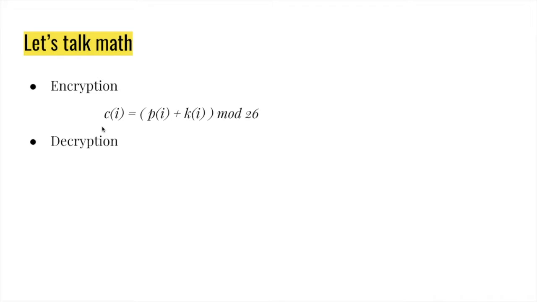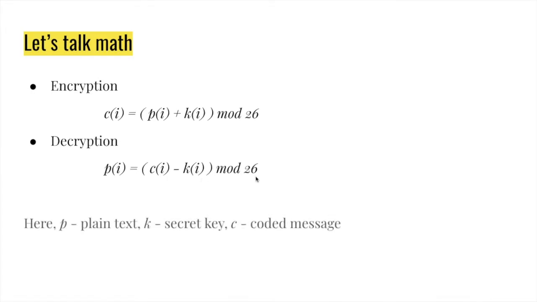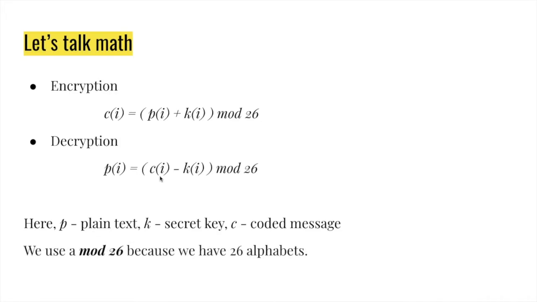Now, how can we represent decryption mathematically? Pause the video for about 10 seconds and try to think about this. Yes, it's quite simple. Here we need to find the plain text from the coded message. Thus, what we do is we subtract the numerical equivalent of the secret key and then we take a modulus by 26. Here P is the plain text, K is the secret key, and C is the coded message. Why do we use a modulus of 26? Because we have 26 alphabets.